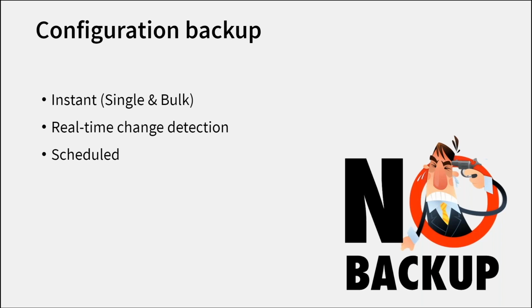So there are 3 types of backup in NCM. The first is instant backup, which you can use to back up the configuration of an individual device or for devices in bulk. Next, we have the real-time change detection based backup. And finally, we have the scheduled backup. So let me show you how to make an instant configuration backup using Network Configuration Manager in the UI.